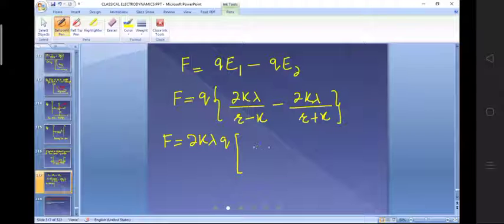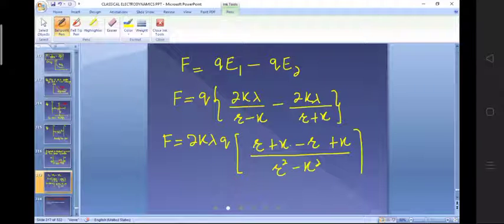Going for the cross multiplication, it will be r plus x minus r plus x, divided by (r minus x) into (r plus x). That is a minus b into a plus b, which equals a square minus b square, so r square minus x square. Then r and r cancel, and x and x add, so it will be 2x in the numerator. Concentrate here.